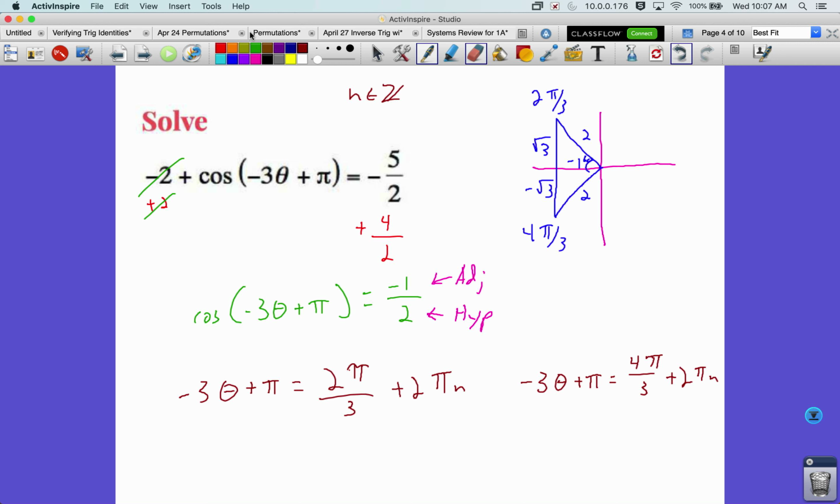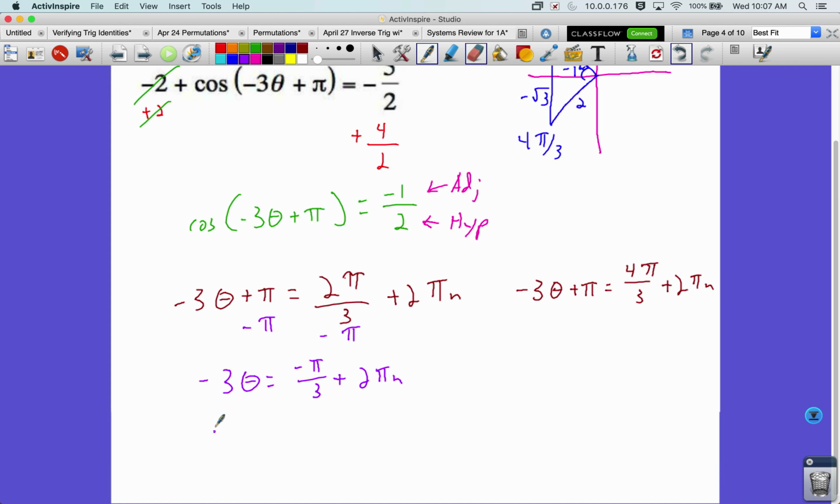And now just solve for theta. So I can subtract pi from both sides. I want to subtract it from this term, not the term at the end. That gets kind of tricky because we don't know what the coefficient is since we don't know what n is. So now I've got negative 3 theta equals negative pi over 3 plus 2 pi n. I'll just finish on this side. Got to divide by negative 3, divide by negative 3, divide by negative 3.